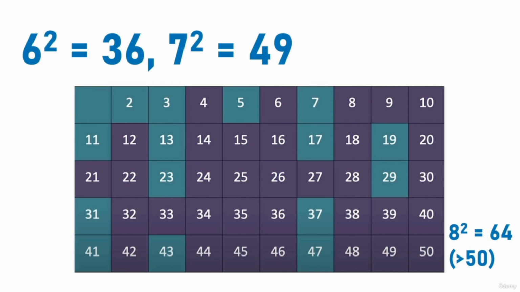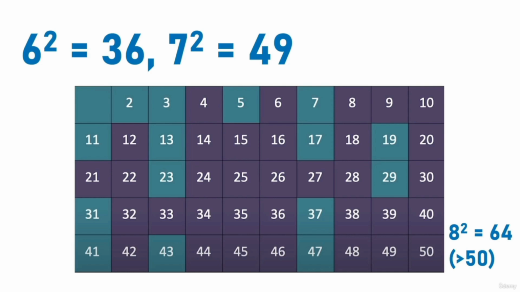Now here, if you think about considering the number 8, the square of 8 is 64, which is greater than 50, and this is our loop termination condition. So if we find such a number whose square is greater than our n, then we will terminate our loop. And if you observe in this table, we will get to know that all the numbers which are not marked are the prime numbers we require in the particular interval.